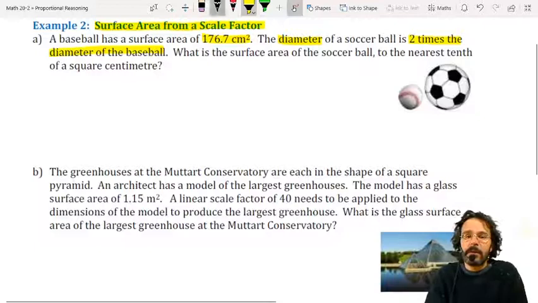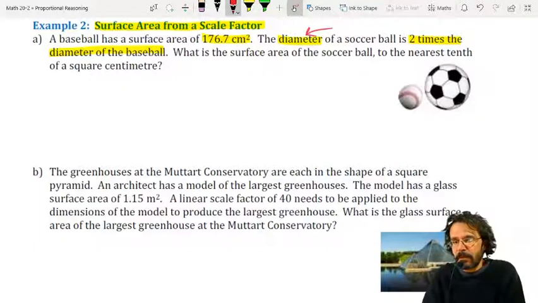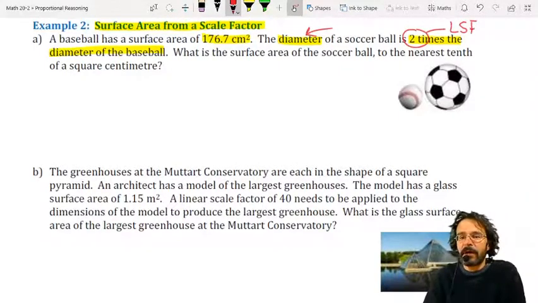We need to read these sorts of questions really carefully because the term diameter here refers to a linear dimension. So when we say that the diameter of a soccer ball is 2 times the diameter of a baseball, it means that the 2 here is a linear scale factor. Don't get confused by the fact that it talks about surface area. Diameter is not an area or surface area, it's a length. Anytime we talk about a length, we're talking about the linear scale factor.